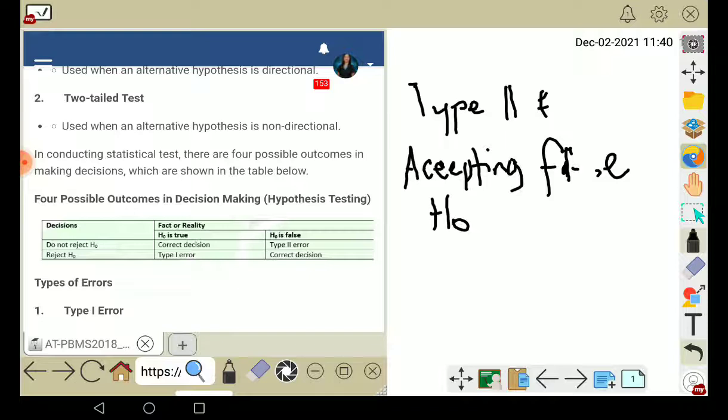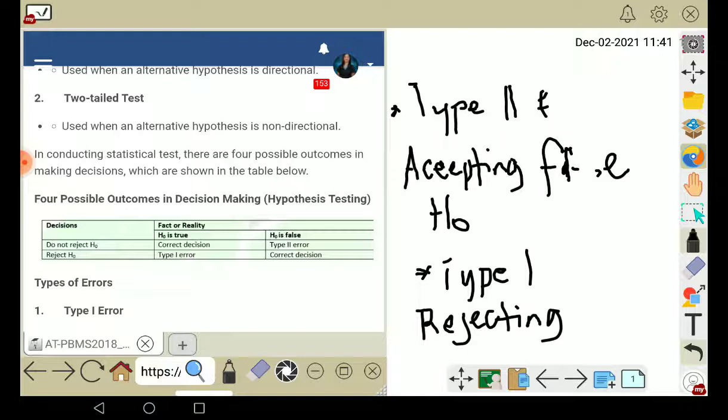How about the type 1 error? The next decision we could make regarding the null hypothesis, besides accepting it, is rejecting it. When we reject the null hypothesis and in fact it is true, then we are making a type 1 error, which is rejecting a true null hypothesis.